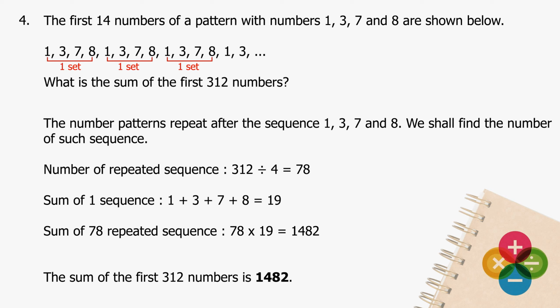The number patterns repeat after the sequence 1, 3, 7, and 8. We shall find the number of such sequences. The number of repeated sequences will be: divide 312 by 4, and the quotient is 78. The sum of one sequence will be: add 1 to 3 to 7 and to 8, and the sum is 19. The sum of 78 repeated sequences will be: multiply 78 by 19, and the product is 1482. The sum of the first 312 numbers is 1482.